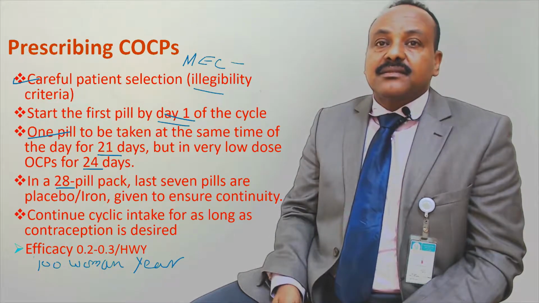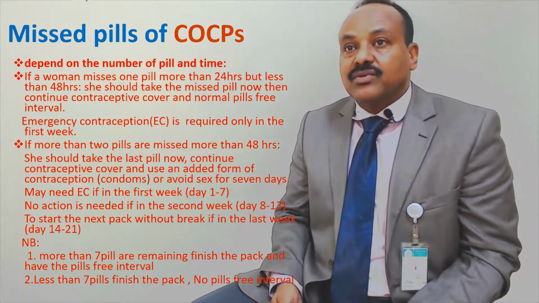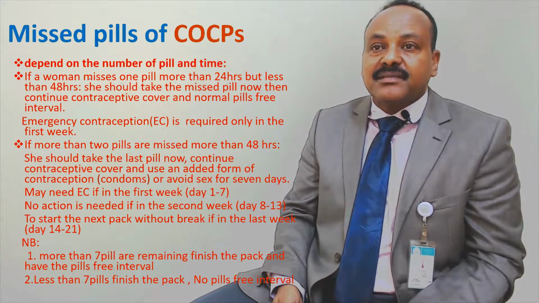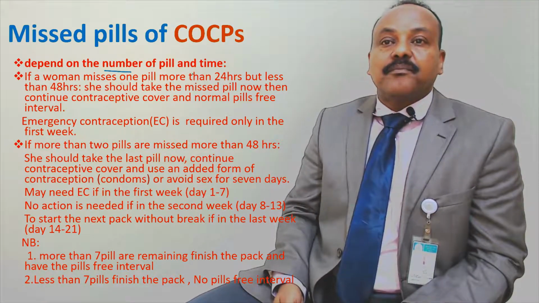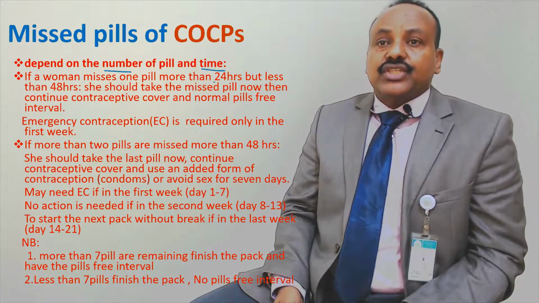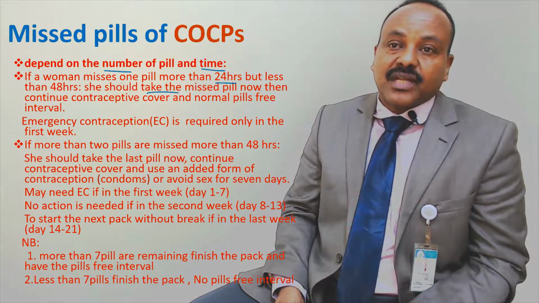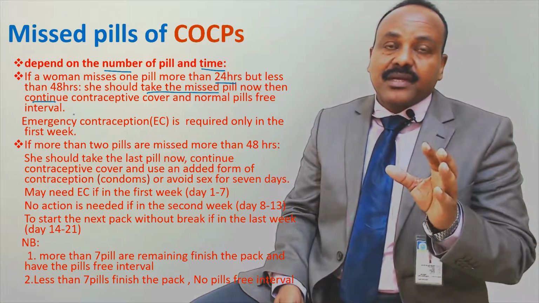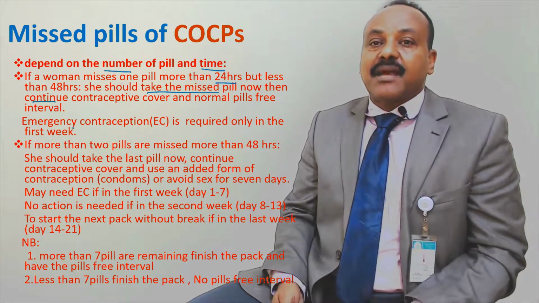Now, what will happen if you missed one pill of this combined contraceptive pill? This depends on the number of pills missed and the time since you missed the pill. If a woman misses one pill for more than 24 hours, she should take the missed pill now and then continue contraceptive cover and normal pills. If she forgets her pill for 24 hours, immediately once she remembers, she should take the tablet.